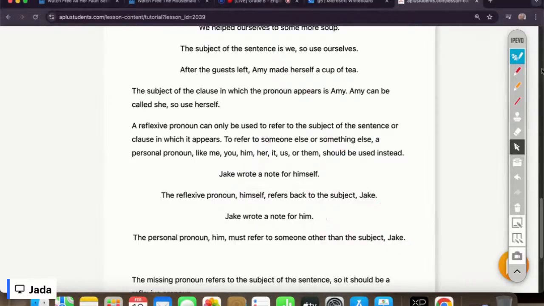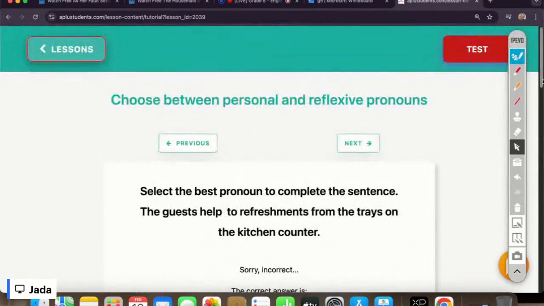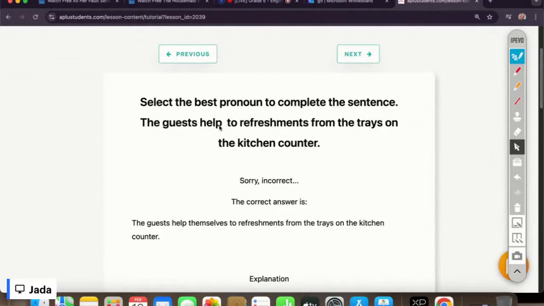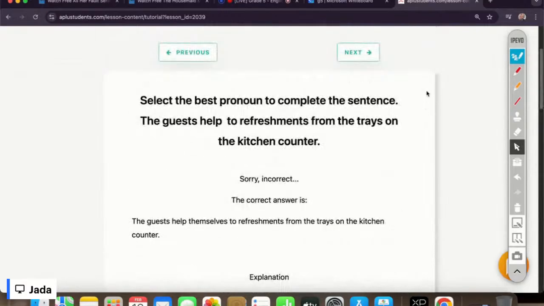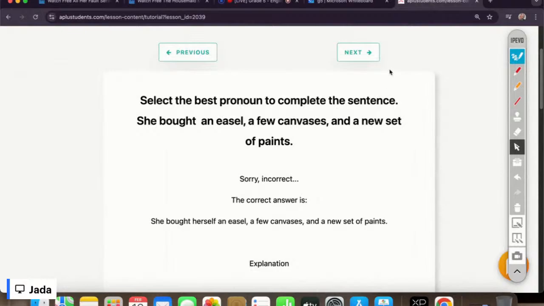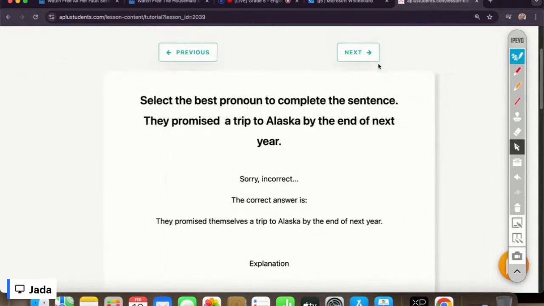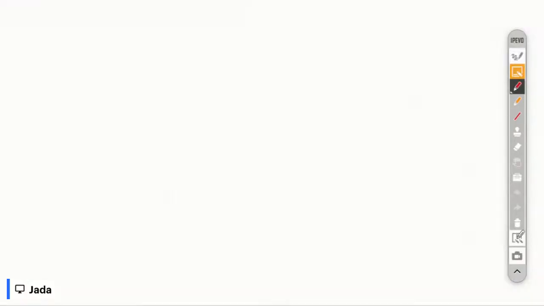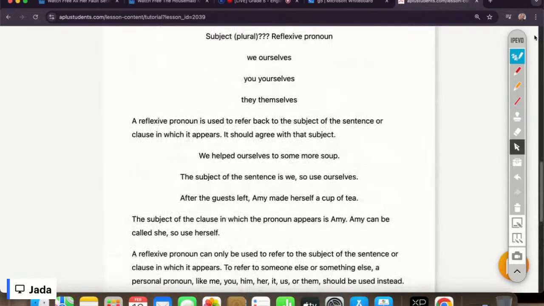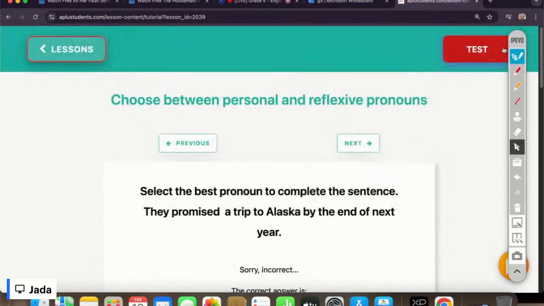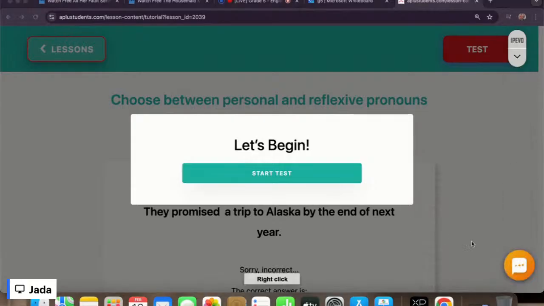All right. So let's move over here and see the questions. The guests helped dash the refreshments from the trays on the kitchen counter. So the best pronoun to complete the sentence, we have themselves. Okay. So they helped themselves. Then here we have they promised dash a trip to Alaska by the end of next year. So we have here themselves. Okay. So let's go to the test, okay? And you can share your answers with me if you know them, okay?